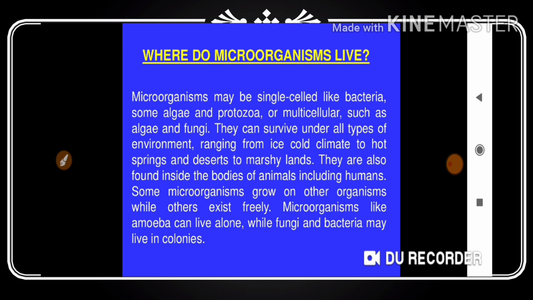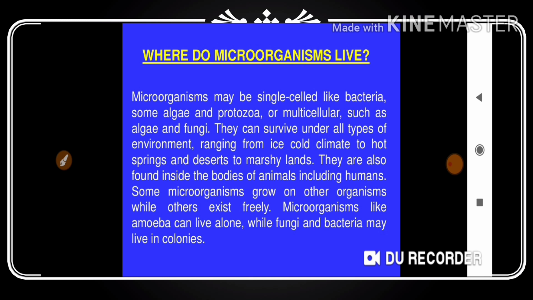Some microorganisms grow on other organisms while others exist freely. Some microorganisms can't live singly. They will keep searching for the shelter and food of other organisms, which we can call host organisms, meaning organisms which give their shelter and food to other organisms, like these microorganisms. We already discussed this in the 7th standard. Please keep in mind, host plants, host animals: we call them host organisms, which give food and shelter to other organisms. That is the meaning of host organisms.